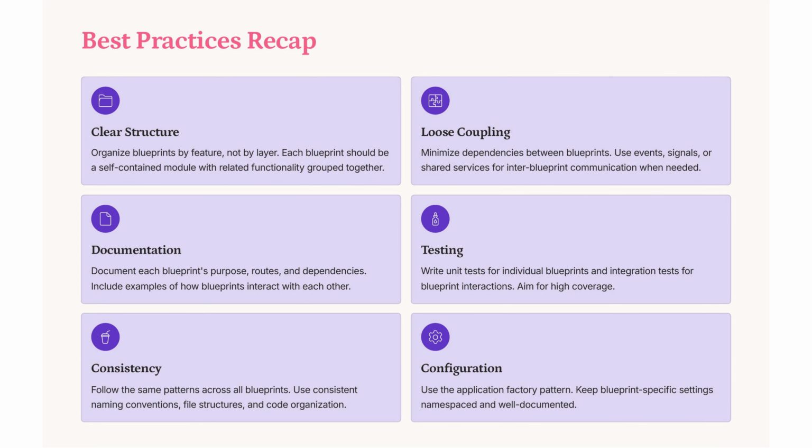Organize blueprints by feature, ensuring each is a self-contained module. Minimize dependencies using events or shared services. Document each blueprint's purpose, routes, and dependencies. Write unit and integration tests for high coverage. Maintain consistency in naming, file structures, and code organization. Use the application factory pattern for configuration management.